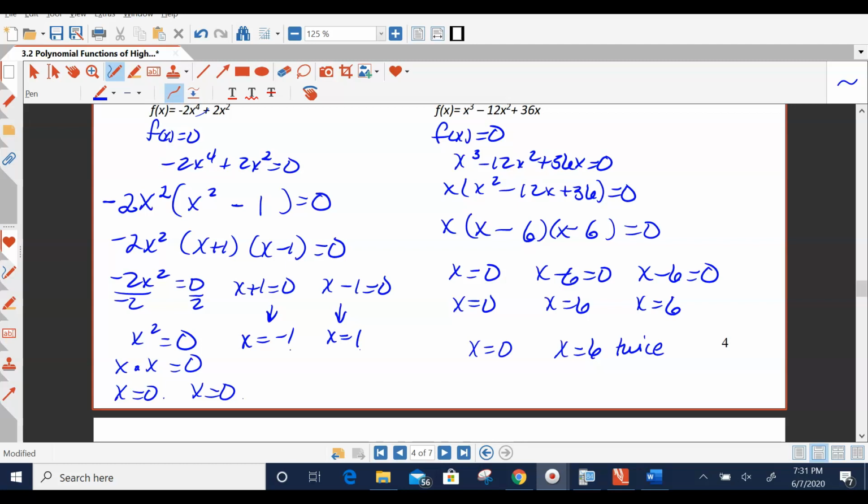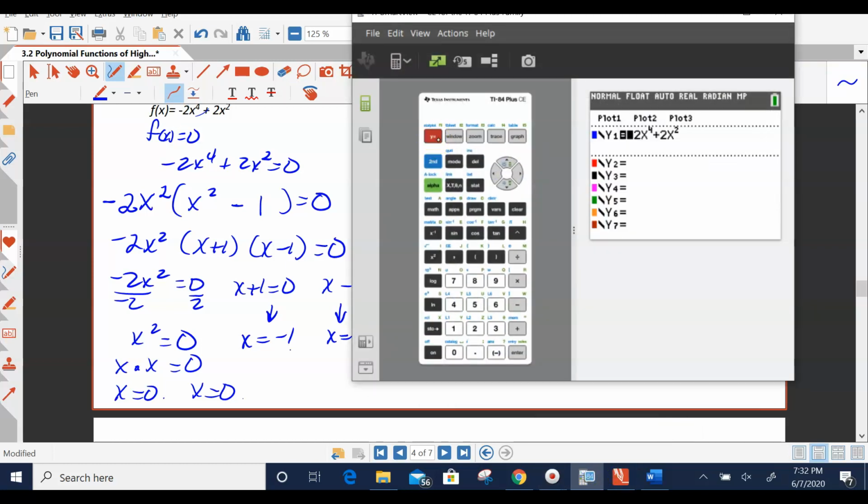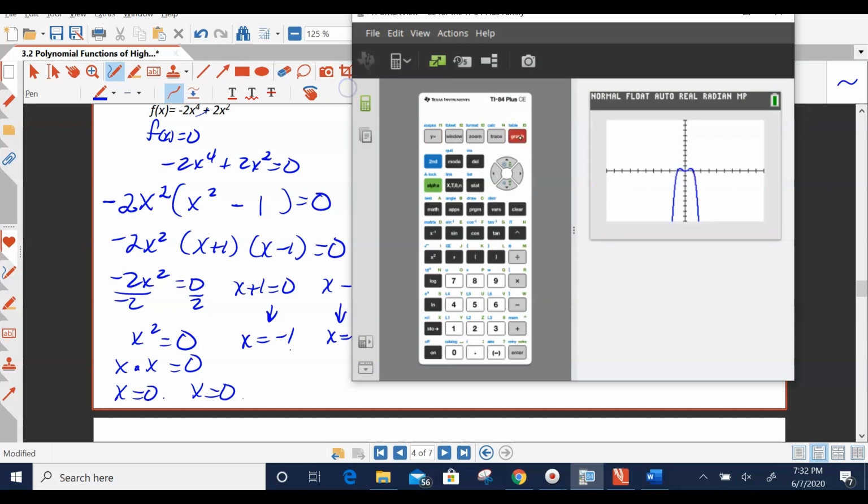How about we just take a look at one of those polynomials on our calculator? I actually typed in the first one, minus 2x to the fourth plus 2x squared. So I went to y equals, typed them in, hit graph, and you can see we have a W shape going down here. Notice that both ends are going down, and we expected that because it's a fourth degree and the leading coefficient is -2, so that means it's opening down.